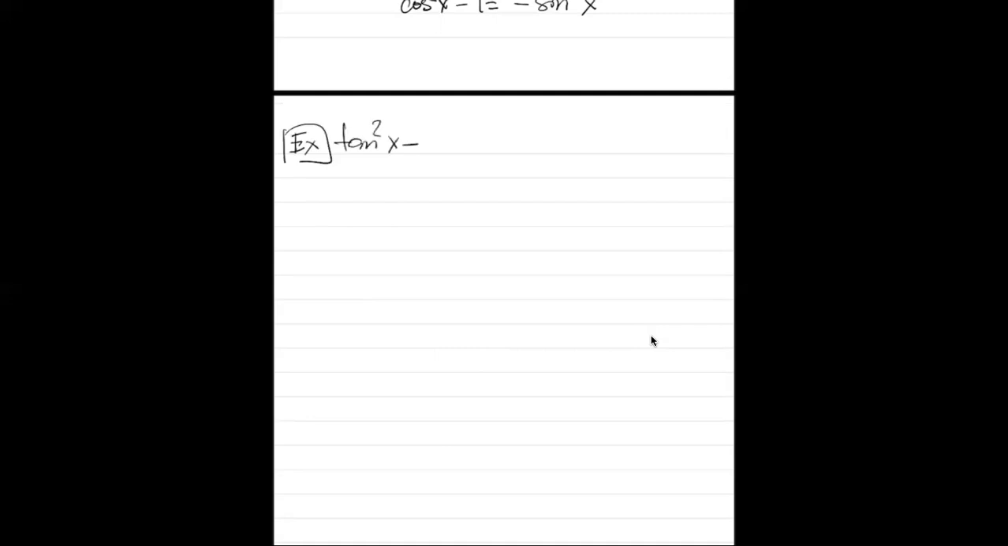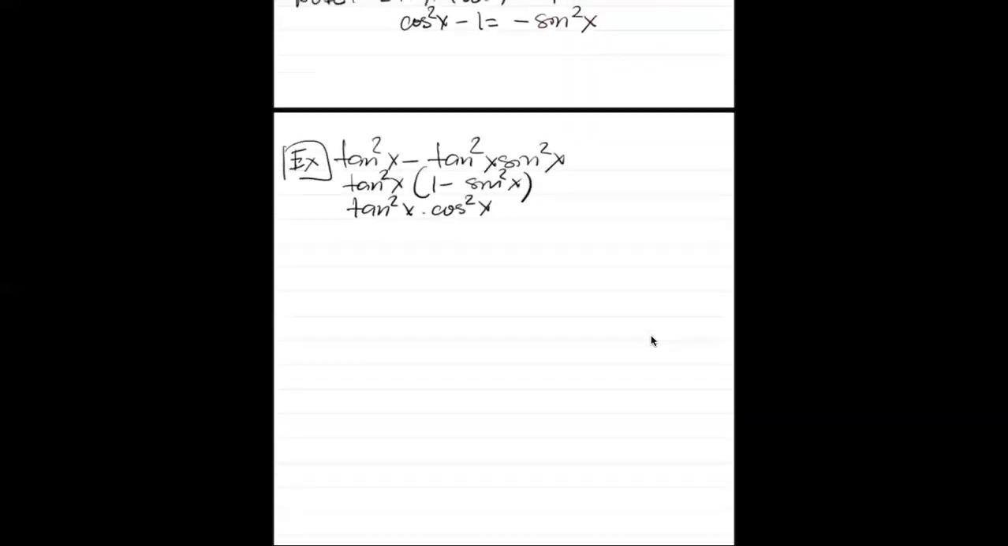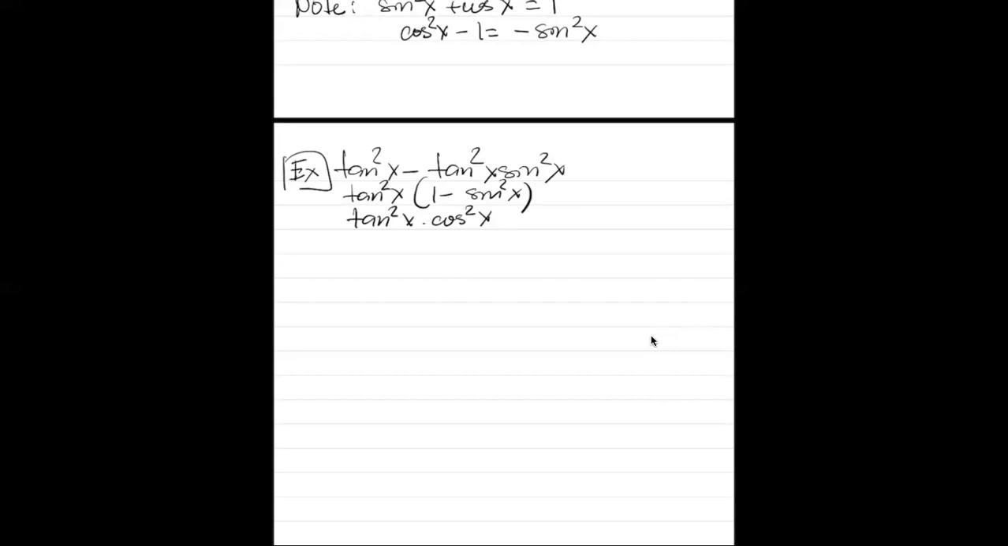Tangent squared x minus tangent squared of x sine squared of x. So the same strategies, we factor tangent squared, leaving inside 1 minus sine squared of x. We know 1 minus sine squared of x is cosine squared of x. So we had that earlier, the same identity. And finally, we can write tangent squared as sine squared of x over cosine squared of x. And we see how this cosine squared cancels. Finally, we have sine squared of x.